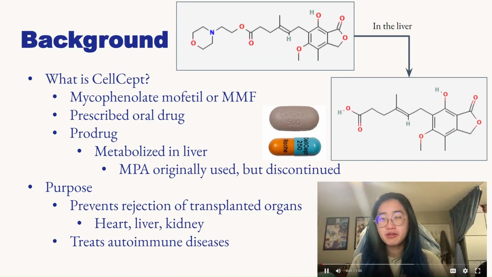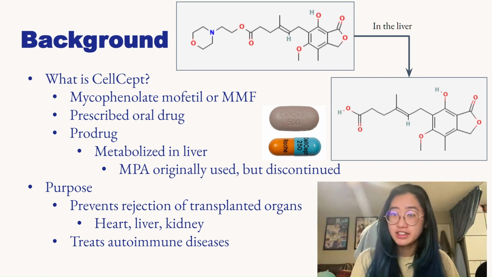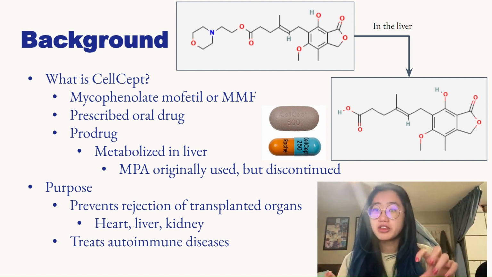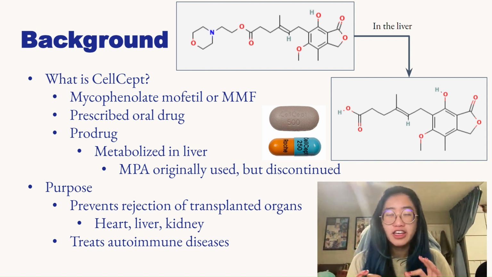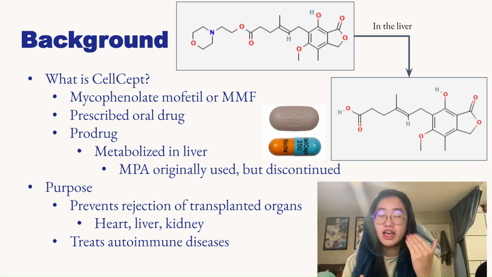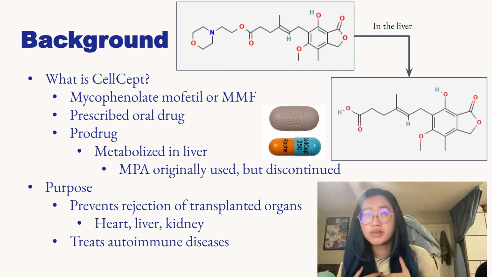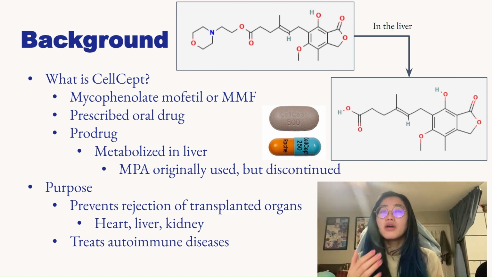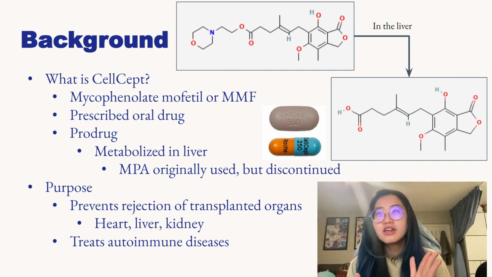So some background information about CellCept before we get into the chemistry and the reactions. What exactly is CellCept? CellCept is just the manufactured drug's name. The actual structure is called mycophenolate mofetil, which is MMF for short. Given that the drug's purpose is to weaken the immune system, the drug itself has to be prescribed by a medical professional. It's often taken orally as a pill, which is seen in the slide's images.